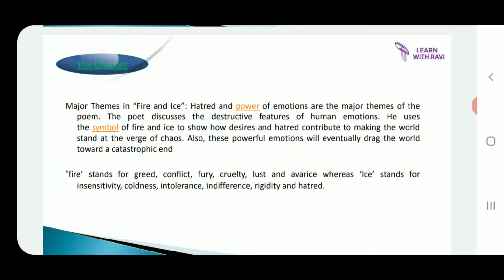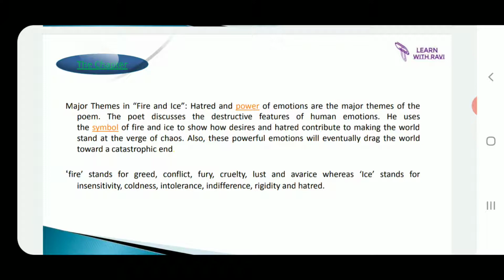The major themes of the chapter Fire and Ice are hatred and the power of emotions. The poem discusses the destructive feature of human emotions. The poet uses the symbols of fire and ice to show how desire and hatred contribute to making the world stand at the verge of chaos. Also, these powerful emotions will eventually drag the world towards a catastrophic end. Fire stands for greed, cruelty, fury, lust, and avarice, whereas ice stands for insensitivity, coldness, intolerance, indifference, rigidity, and hatred.